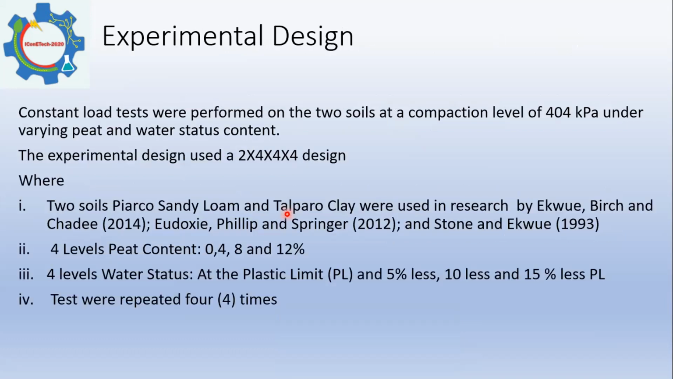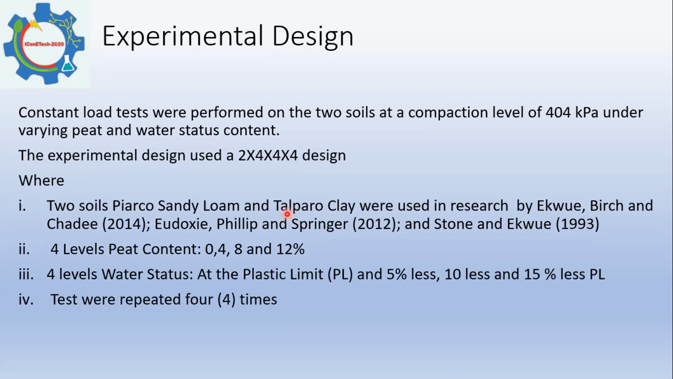We design an experiment at a compaction level of 404 kilopascals. We use 404 because it relates to real life field conditions. And the experimental design used a 2x4x4x4 design where we use two soils, two different types of soils, Piarco sandy loam and Talparo. These soils have been researched before. 4 levels of peat content at 0, 4, 8, and 12%.